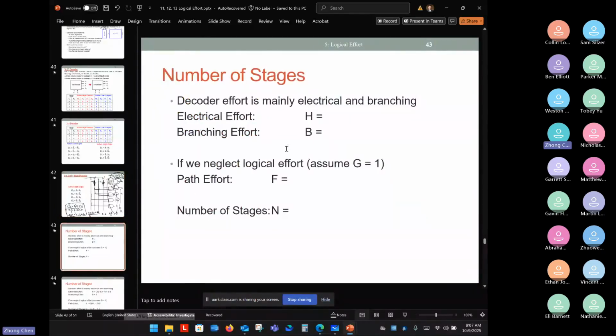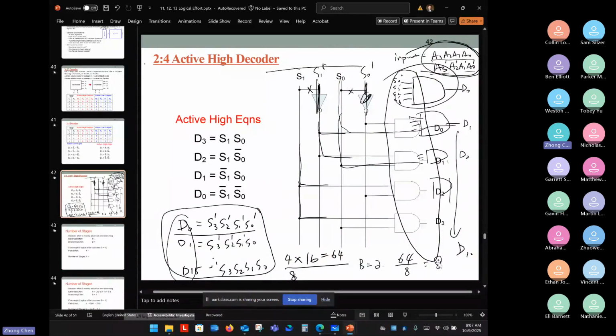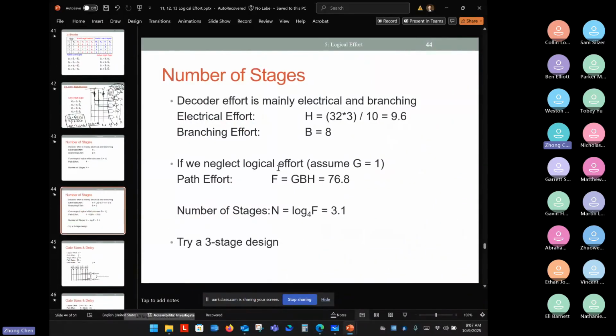Okay, so that's the question we left last time. If you get a chance, go back and review this schematic and figure out the branching effort. I hope you get the same result, that is 8. Otherwise, it's very difficult to understand why the branching effort is 8.